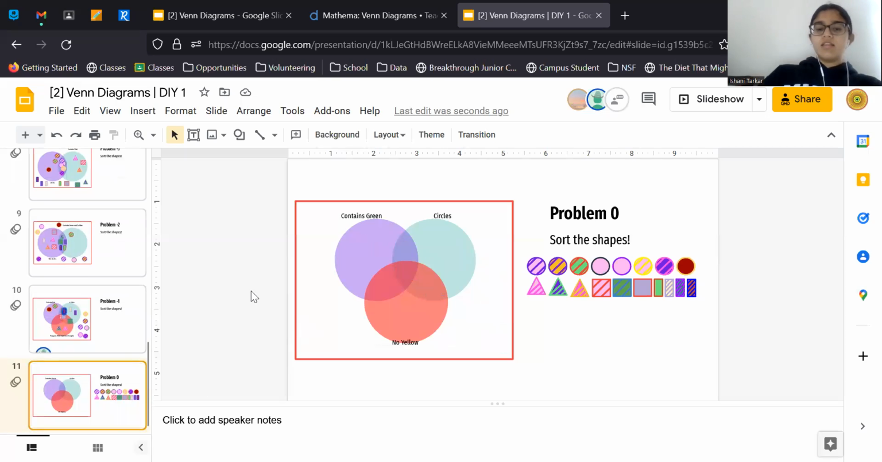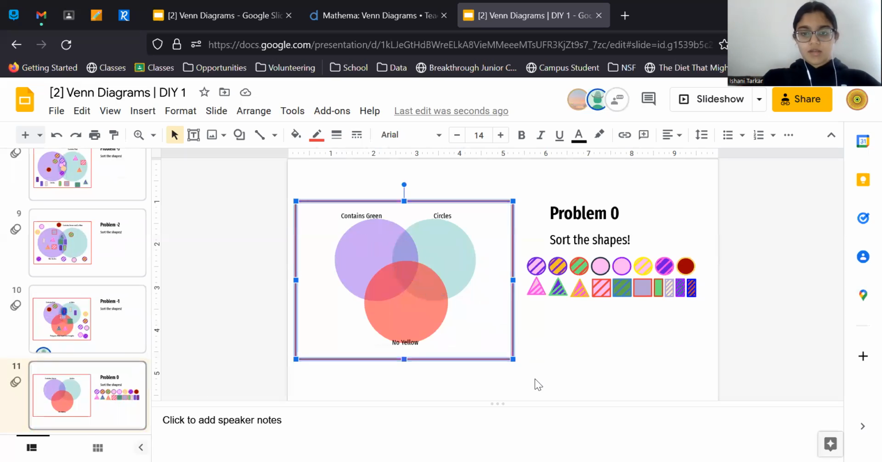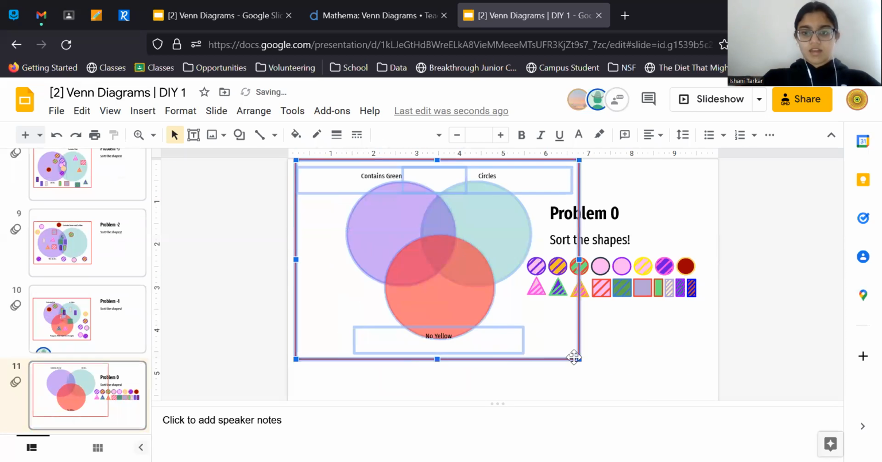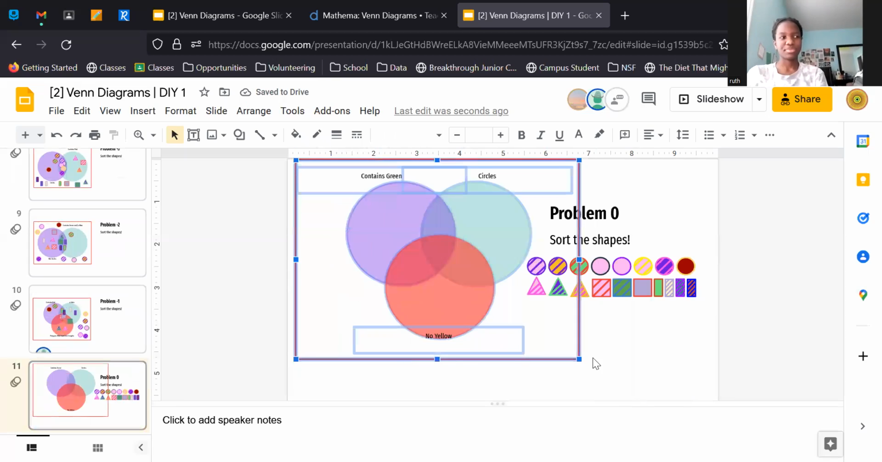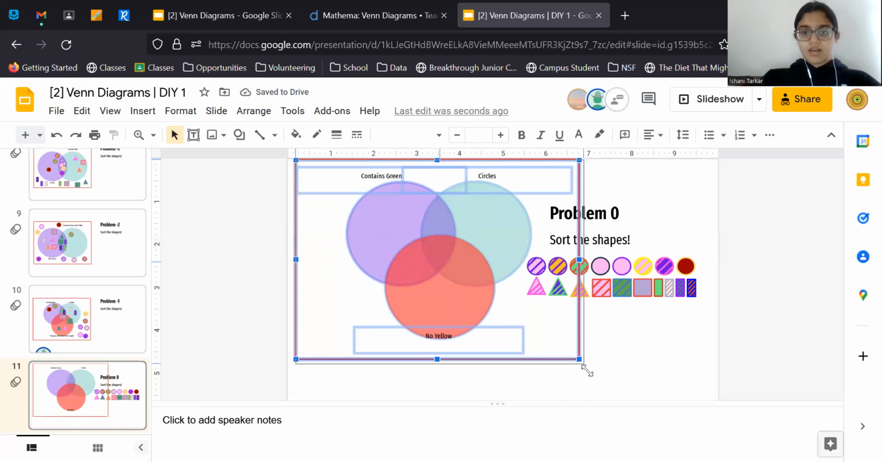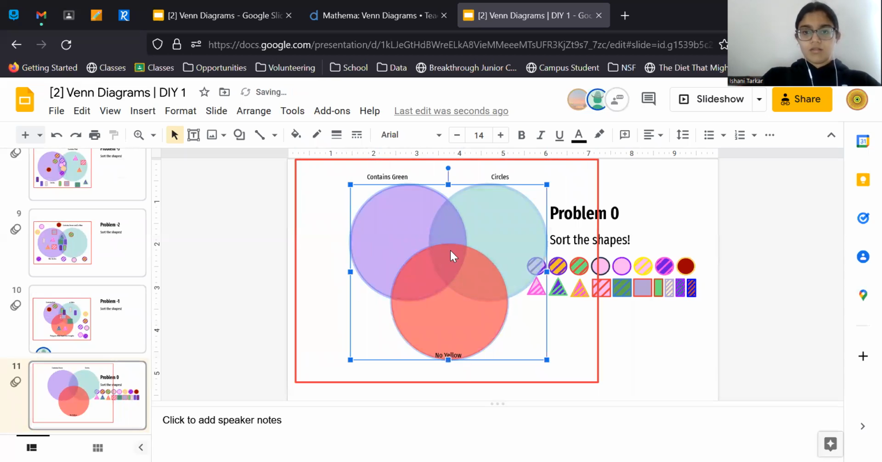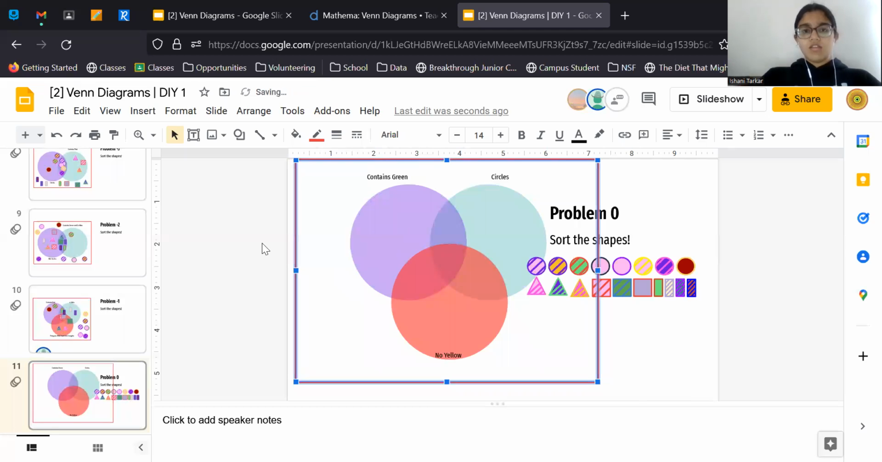Okay, and the last of the examples, also let me just make this a bit bigger. Okay. So sort the shapes. Okay, so wait. Okay, so this one, okay, so the categories are circles, contains green, and no yellow.